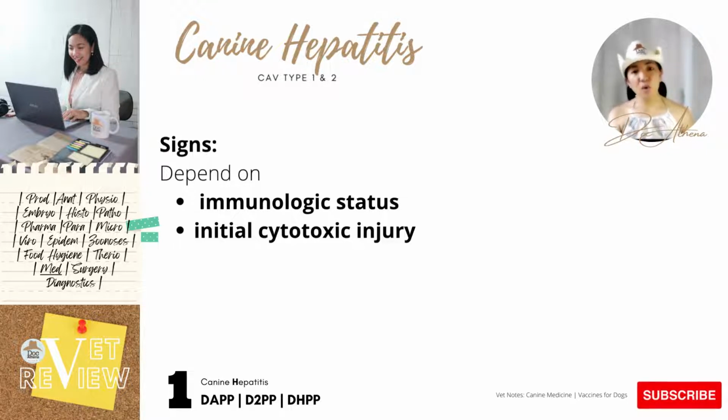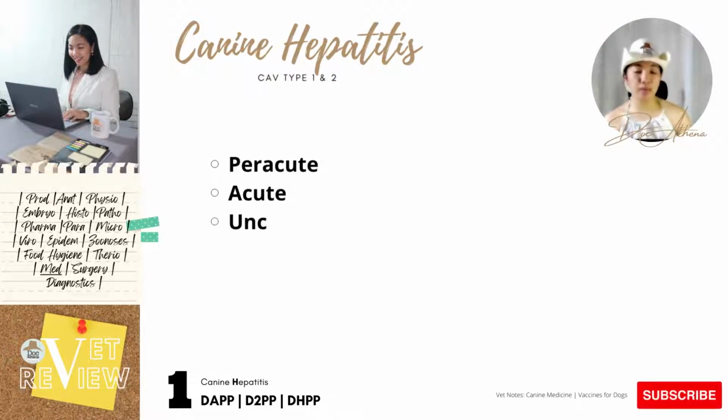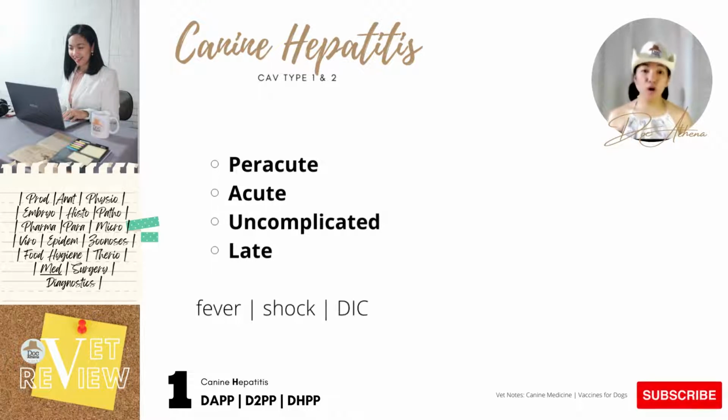However, in general, we could also see sudden onset of fever. There could also be bleeding due to the liver damage. And also, there is blue eye, a corneal edema. All right. And in severe cases, seizures could also be observed because when the nervous system is already infected, then neurological signs would manifest. Cases of canine hepatitis could be peracute, acute, uncomplicated, or late.